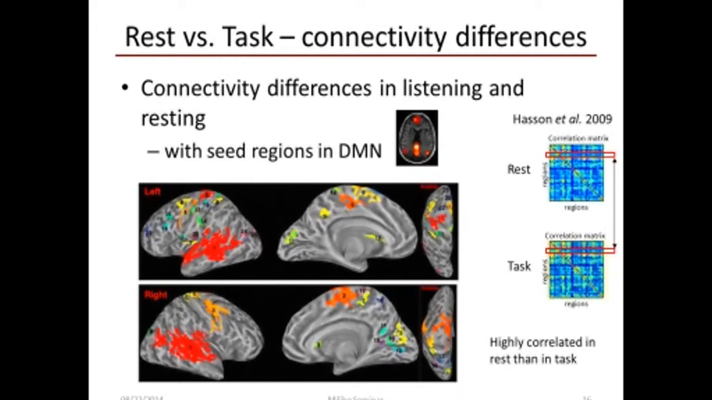So what they are really computing is one row in this correlation matrix, because they are taking a particular region and correlating it with the rest of the brain. Similarly, they did the same analysis in task, and then they compared the correlations between these two vectors, and then they showed the differences on the surface of the brain here.